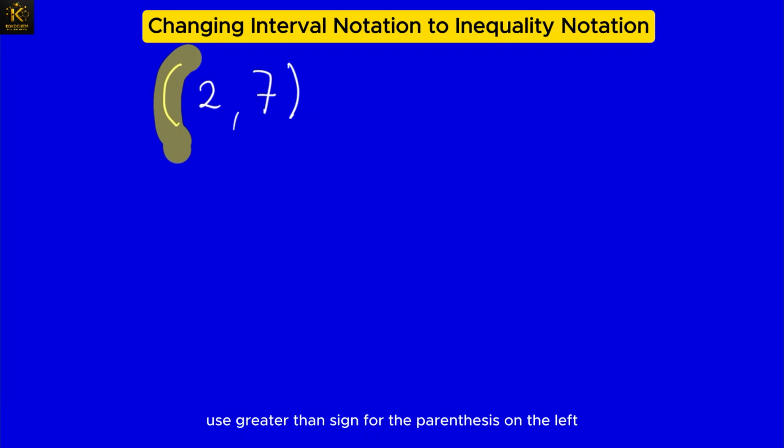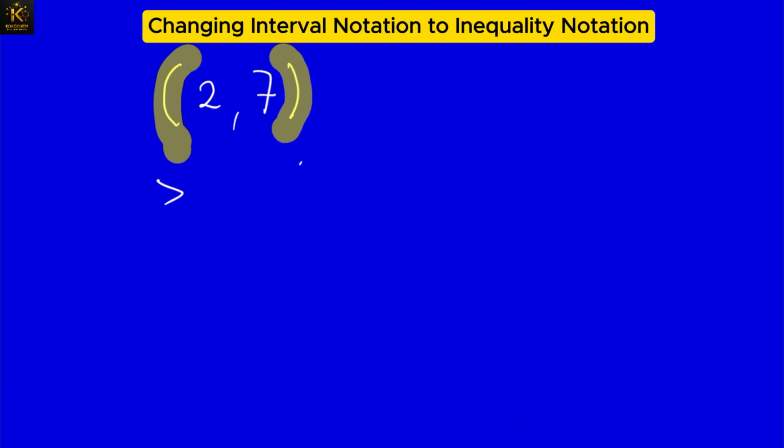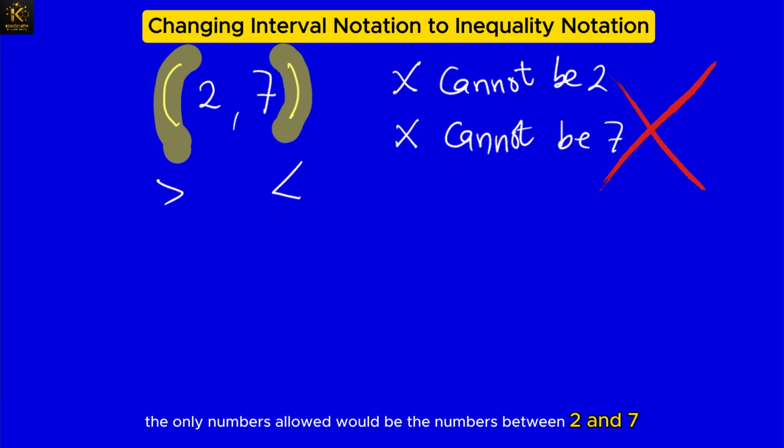Use greater than sign for the parenthesis on the left. For the parenthesis on the right, you use less than sign. This means that x cannot be 2 and x also cannot be 7. The only numbers allowed would be the numbers between 2 and 7.